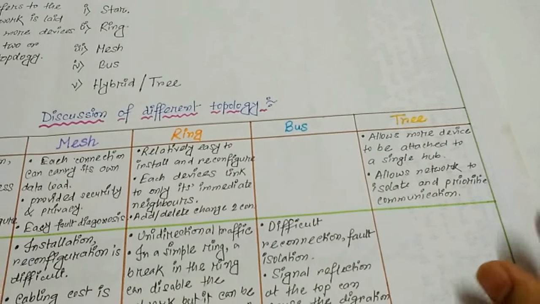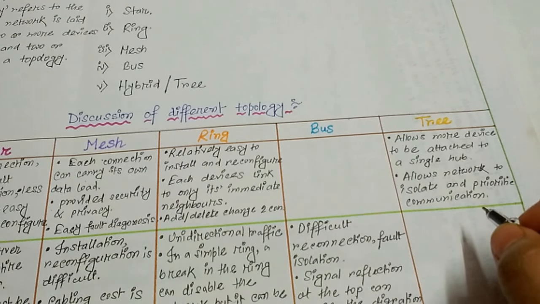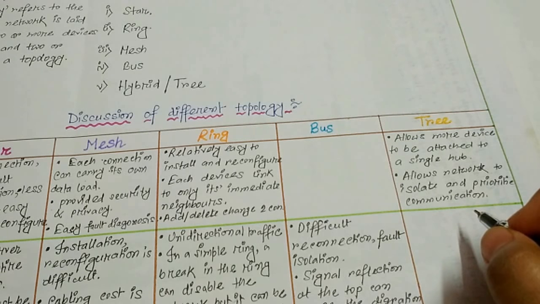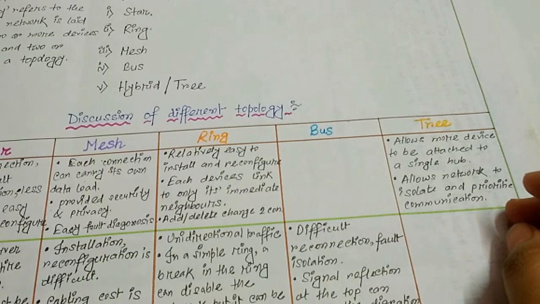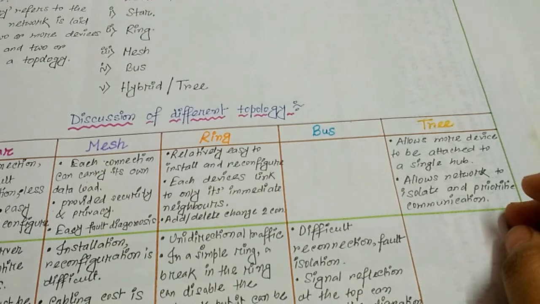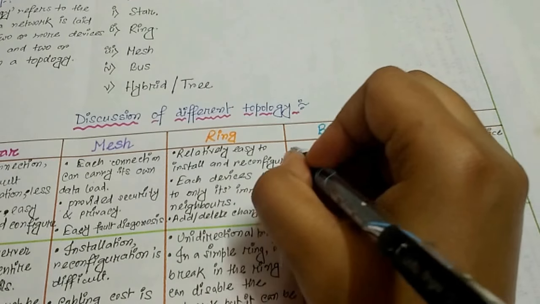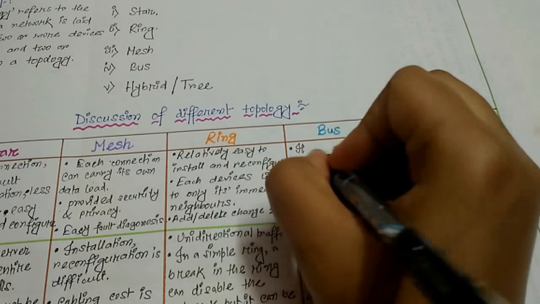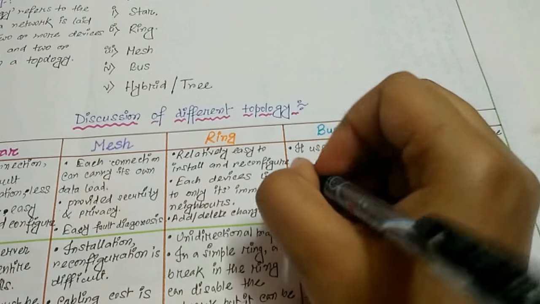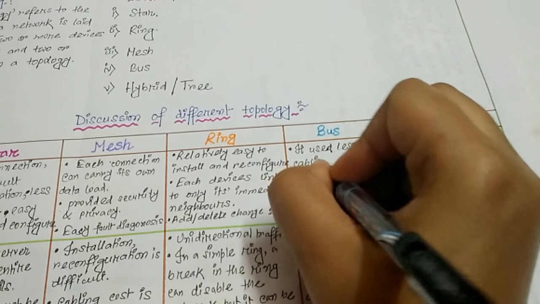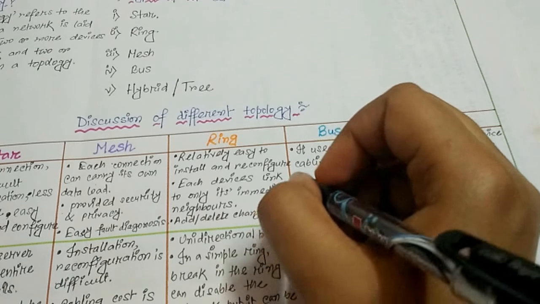So what are the advantages of bus topology? It uses less cabling than mesh or star topology. It can expand by joining two cables with a BNC connector. BNC means bayonet nut connector. So it uses less cabling, that's why the hardware is less expensive.